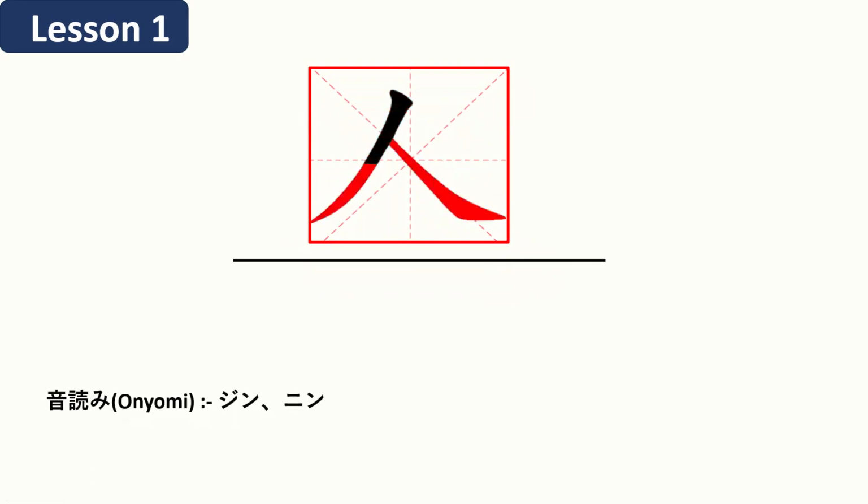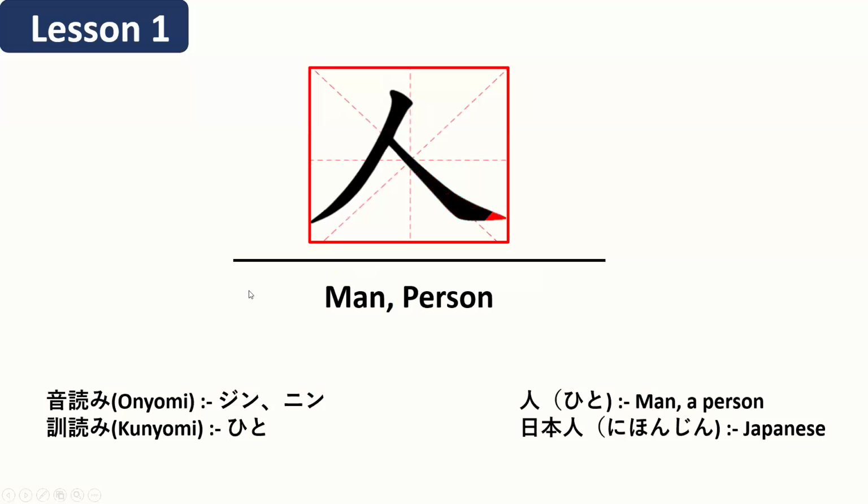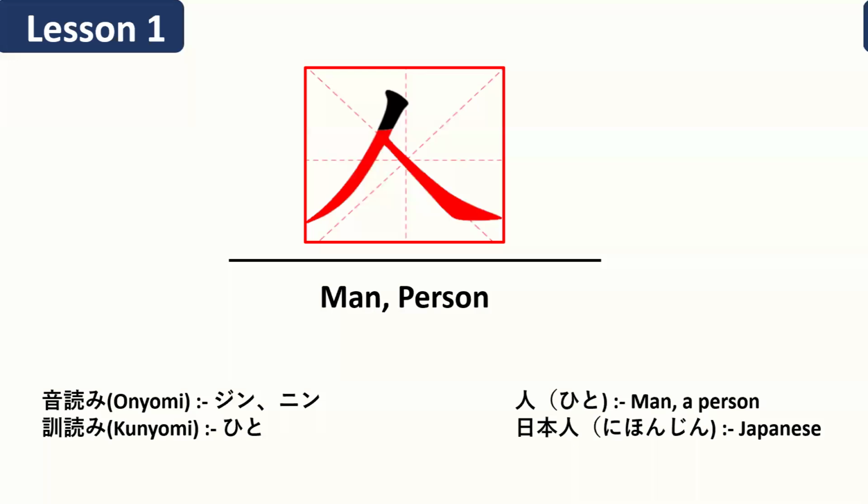Onyomi is Jin, Nin. Kunyomi is Hito, meaning man, person. For example, Hito, man, a person. Nihonjin is a Japanese person.